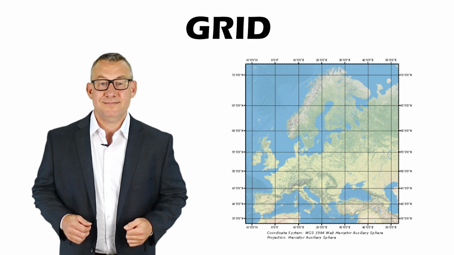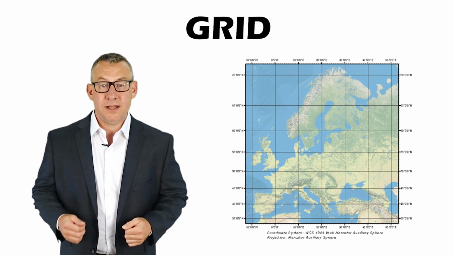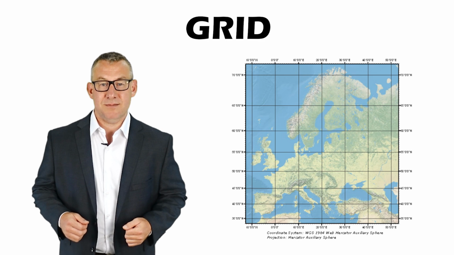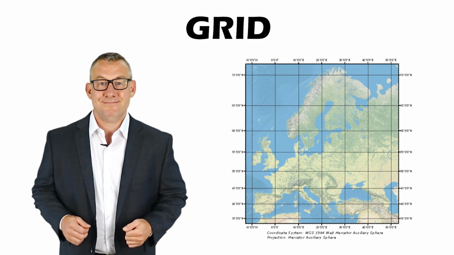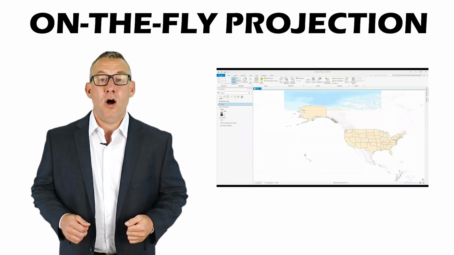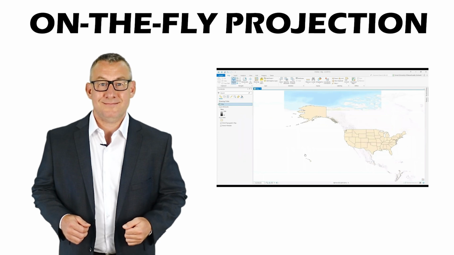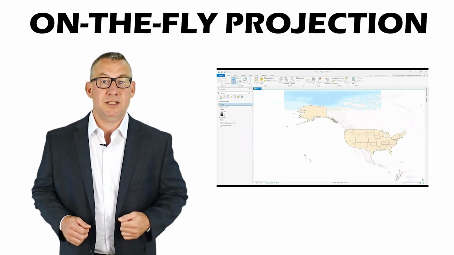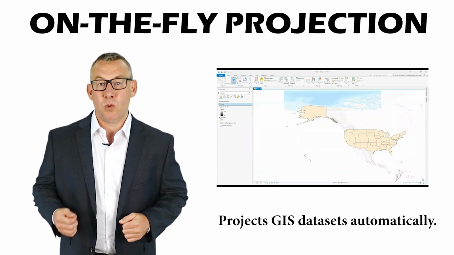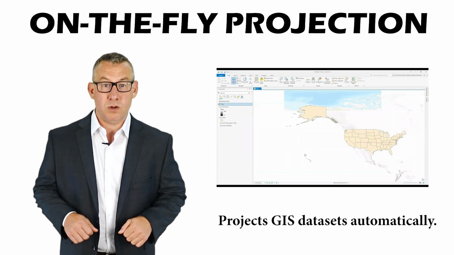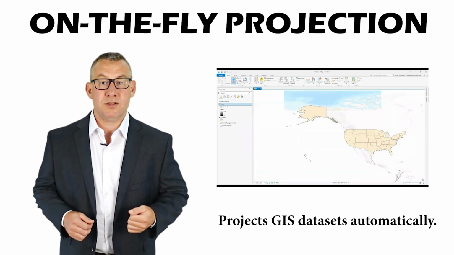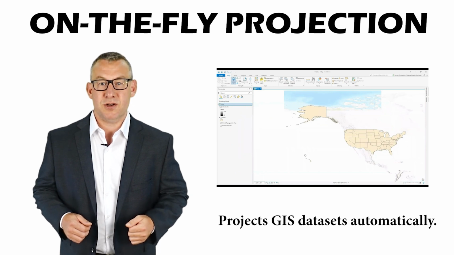A grid. A grid is a set of parallel and perpendicular lines for reference as a map projection or coordinate system. On-the-fly projection. On-the-fly projection is a software technology that projects GIS datasets in multiple coordinate systems into one coordinate system automatically, without requiring manual coordinate transformations performed by the user.